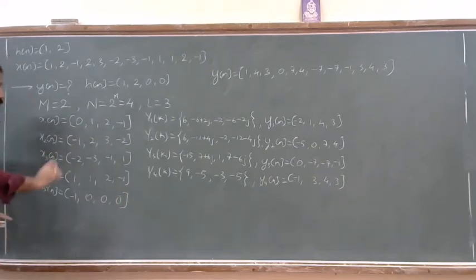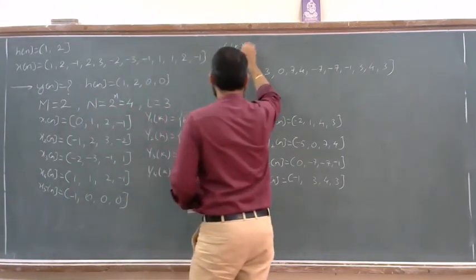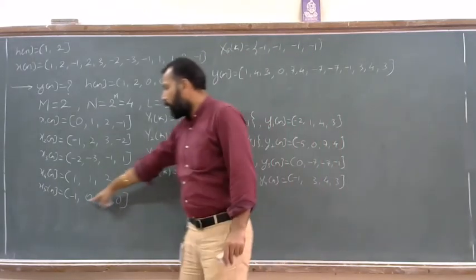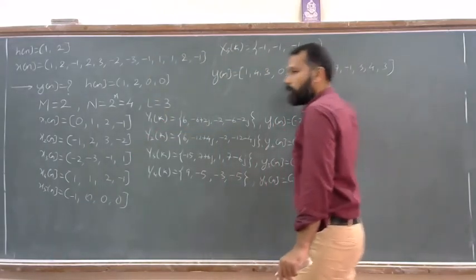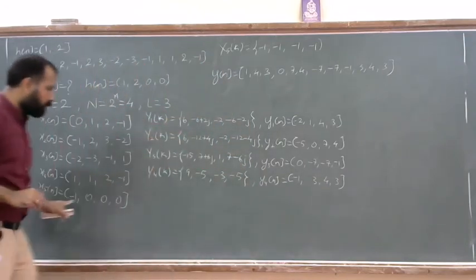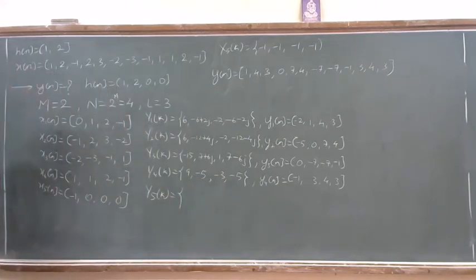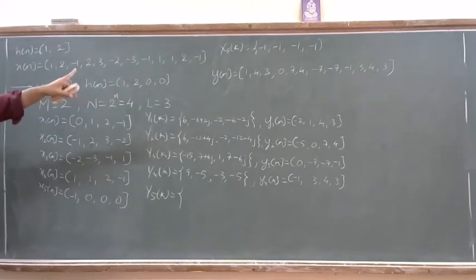If you take the 4-point DFT of this, x5 of k will be minus 1, minus 1, minus 1, minus 1, because all the other sample values are 0. Only the first value will be retained, which will be equal to minus 1 in every position. Now this will be the 4-point DFT of the fifth segment. Now if you multiply that with the 4-point DFT of the impulse response, then we'll get the product DFT.